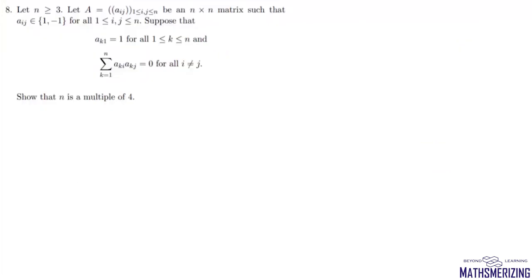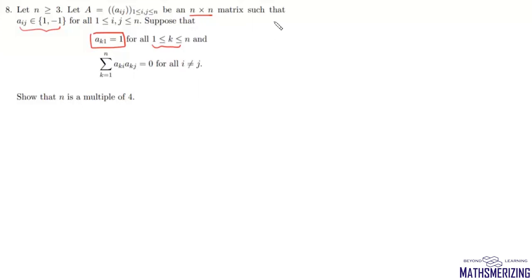Now question number 8. It says there is some matrix A which is an n cross n matrix such that any element aij belongs to this set which is 1 and minus 1. So any entry in this matrix is either plus 1 or minus 1. Now it says suppose that ak1 is 1 for all k between 1 and n both inclusive, and this summation, k varies from 1 to n, aki times akj is equal to 0 for all i unequal to j, then show that n is a multiple of 4.